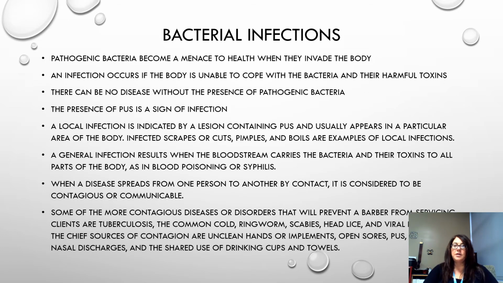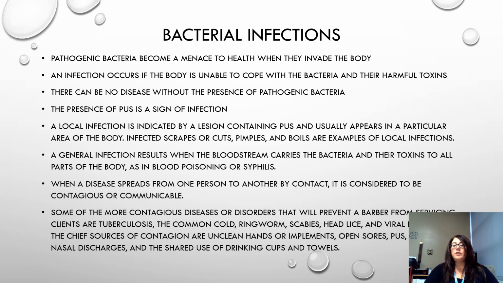Bacterial infections. Pathogenic bacteria become a menace to health when they invade the body. An infection occurs if the body is unable to cope with the bacteria and their harmful toxins. There can be no disease without the presence of pathogenic bacteria. The presence of pus is a sign of infection. A local infection is indicated by a lesion containing pus and usually appears in a particular area of the body. Infected scrapes or cuts, pimples, and boils are examples of local infections.